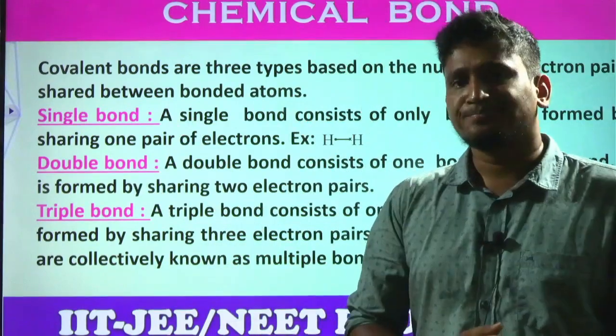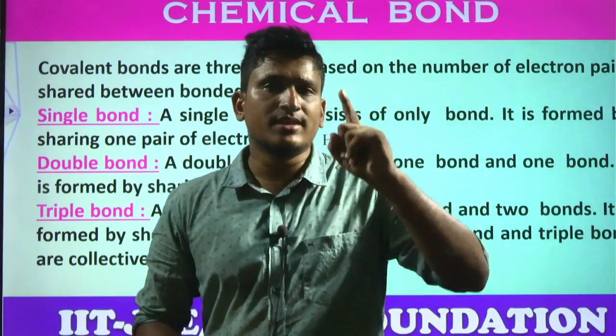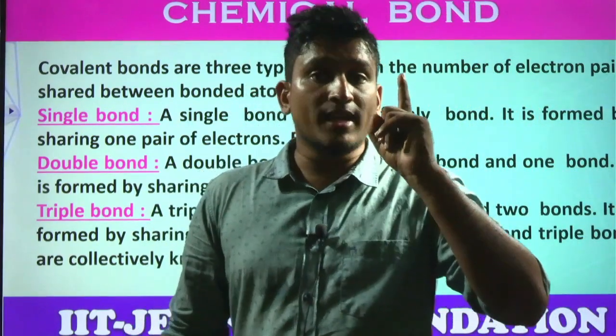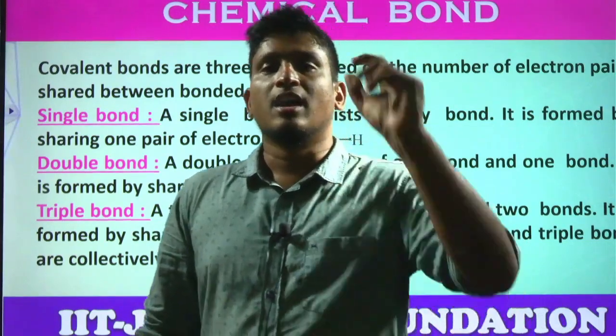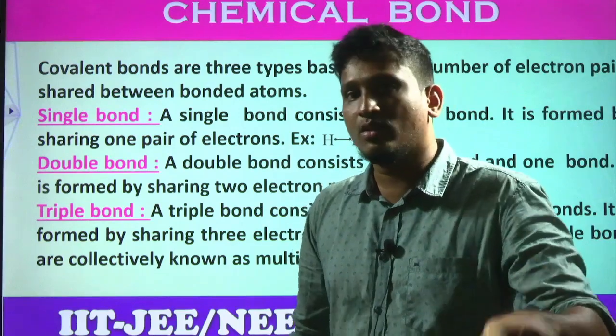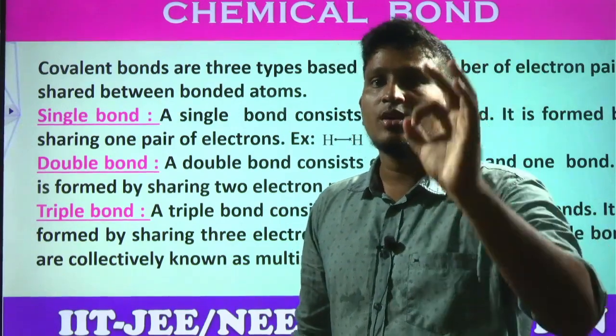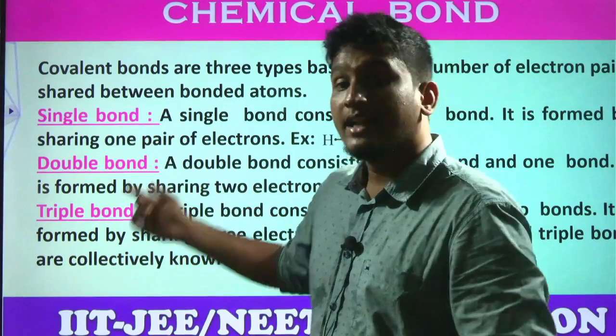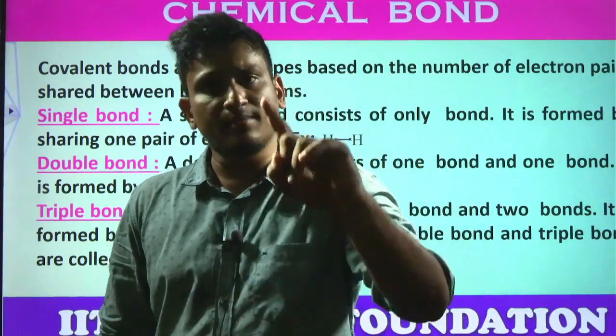First, single bond. If there is only one bond, is that bond definitely sigma or pi? Always 100% sigma bond, students. In a covalent bond, it is always a sigma bond only, and the bond is made up of how many electrons? One pair of electrons.